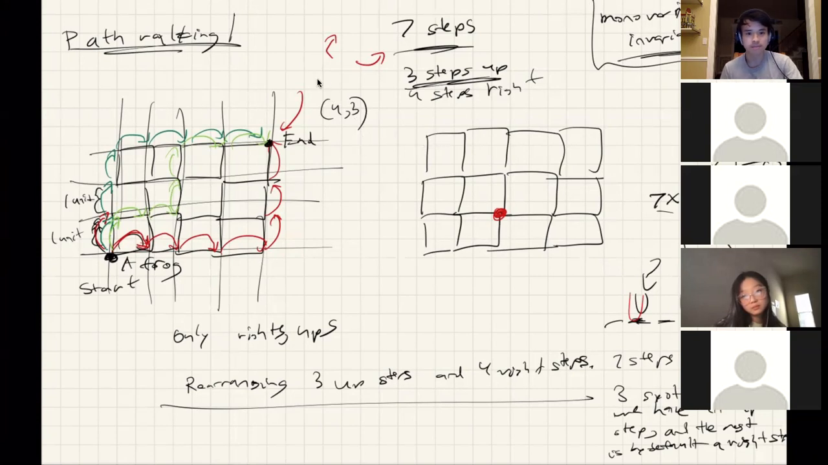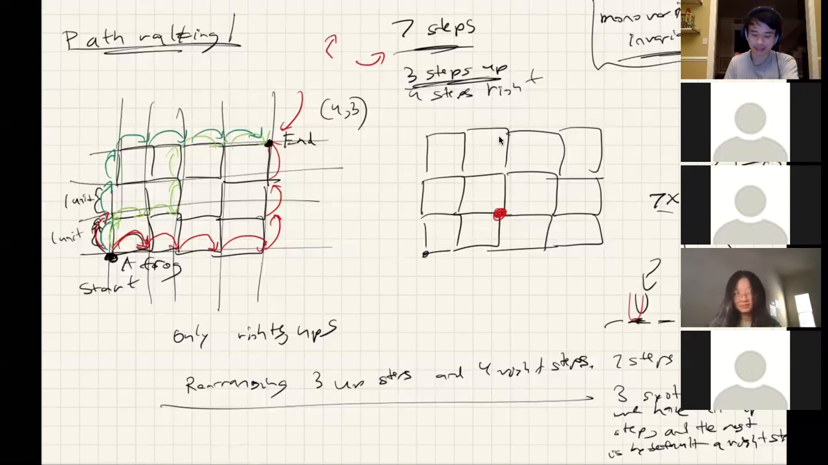Okay, so now let's look at a slightly more complicated example. Oh, you want me to replace frogs with squirrels? Okay.